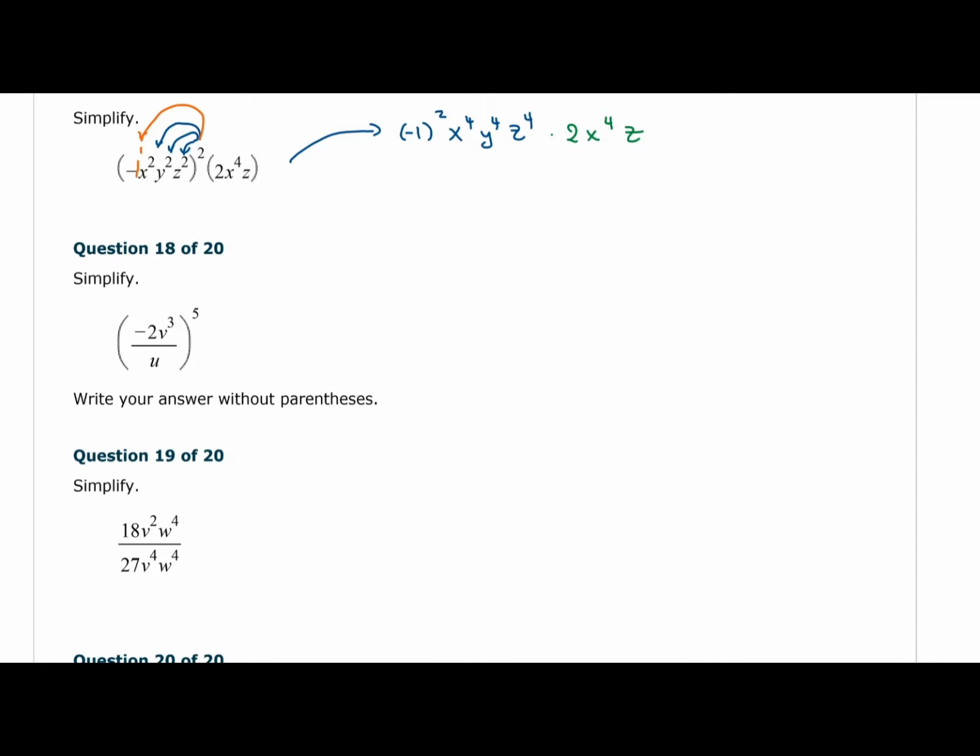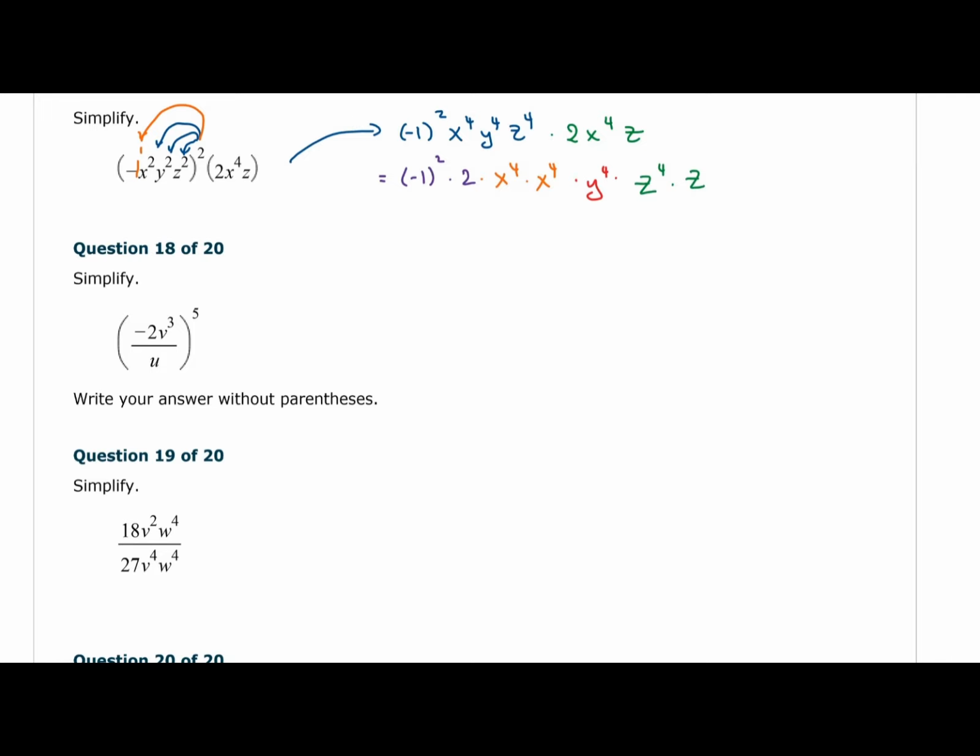The next thing we want to do is group all the numbers together. Negative 1 to the second power times 2, and all the x's together. x to the 4 times x to the 4. Okay, y is alone by itself, so times y to the 4 power, and then z together, which is z to the 4 power times z.